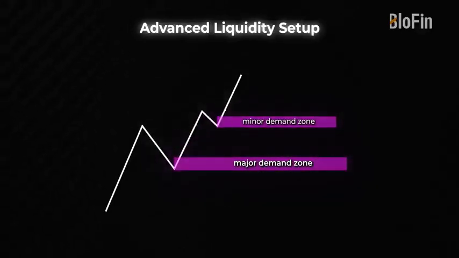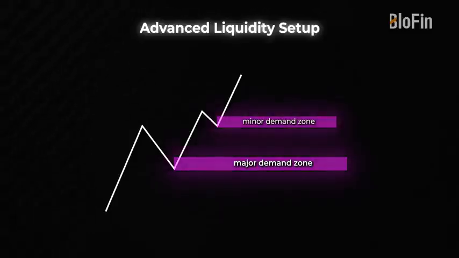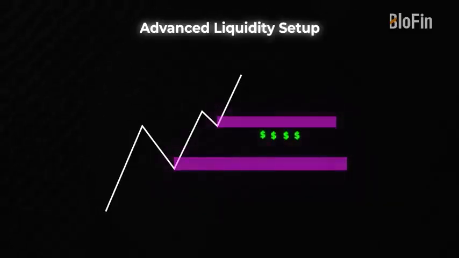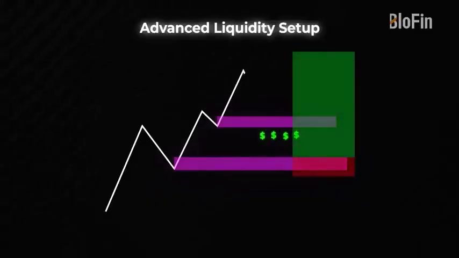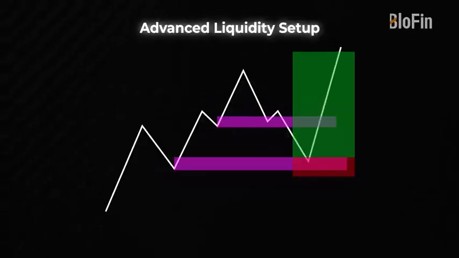For this strategy, the ideal setup is when we have a minor demand zone sitting just above a major demand zone. That minor zone becomes our liquidity level, and we look to enter a long trade once price sweeps the liquidity off that minor zone and bounces off the major zone right below it. So let's look at an example.